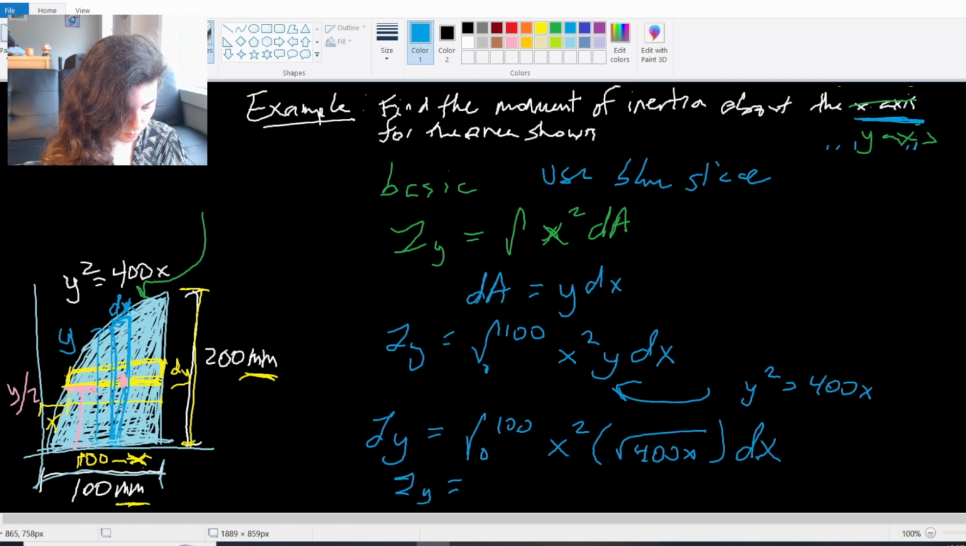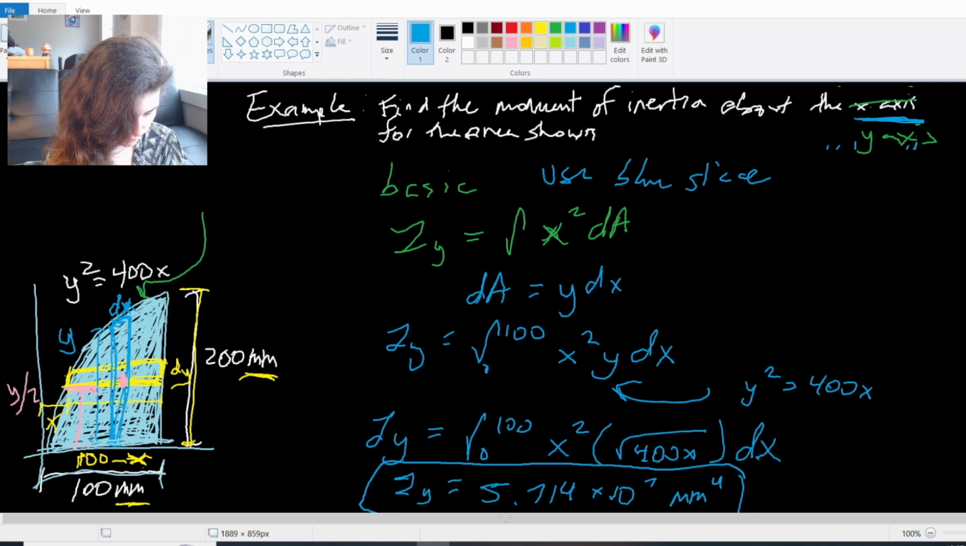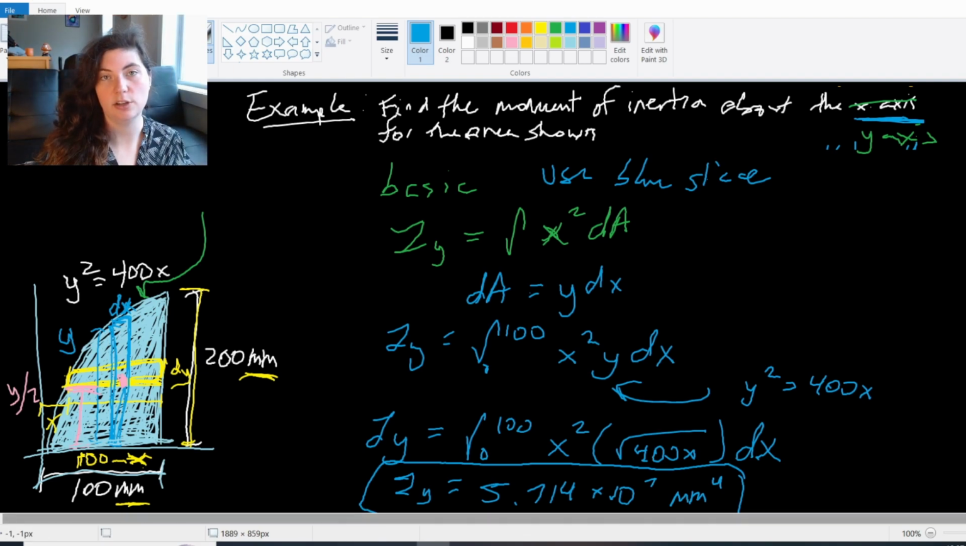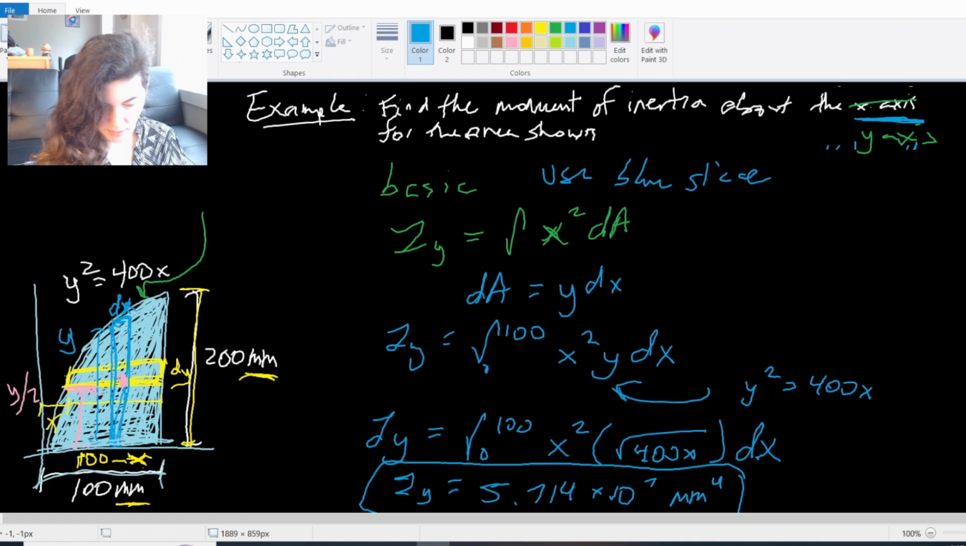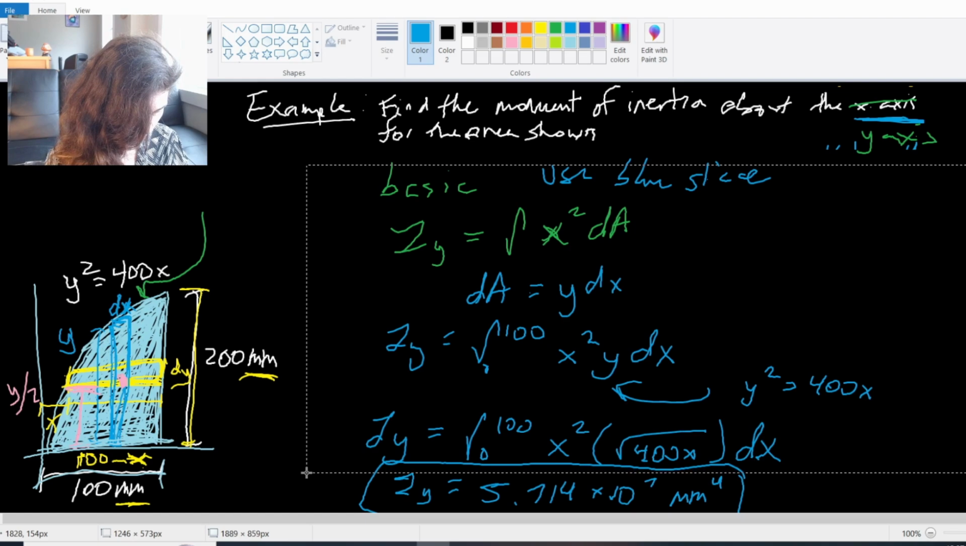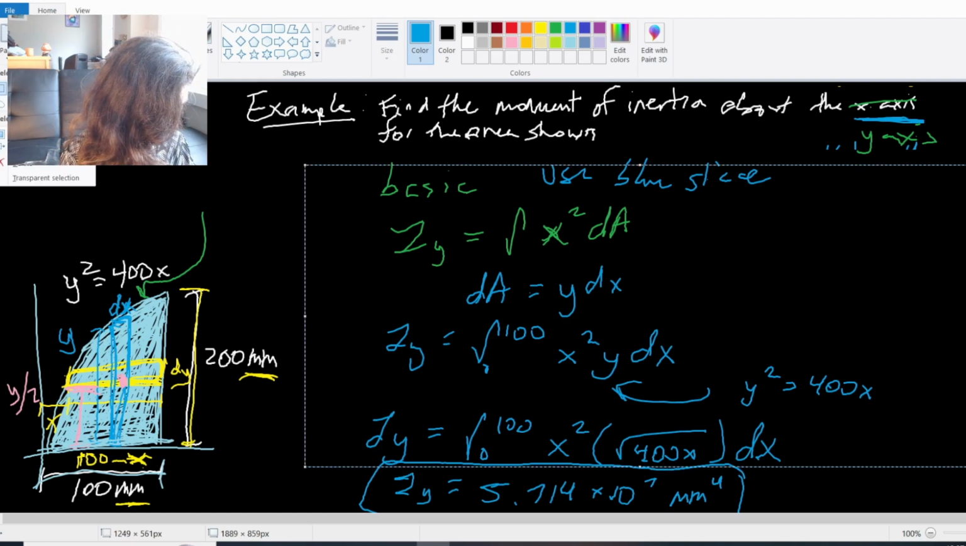So our moment of inertia about y, when I plug this into a calculator, I get 5.714 times 10 to the 7th millimeters to the 4th. And that came from my basic integration equation. So again, can you set these up? Can you pull out the slices that you need and pull out the information that you need to do these integrals? Let's look at how this would look with the parallel axis theorem. Whoops. So that was the basic equation for the y-axis. I'll leave my answer down here just for reference.